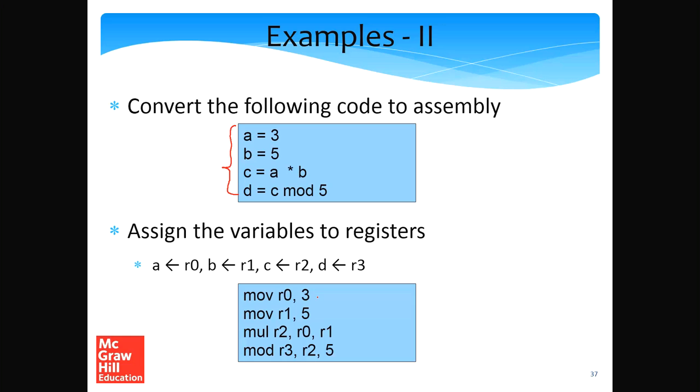So the first two statements are the same as what they were in the previous example. Then we multiply R0 and R1 and we save the result in R2. So R2 is C and then again we do R2 mod 5. I'm putting the percentage sign because that's what it is in C. And we do R2 mod 5 and save the result in R3.